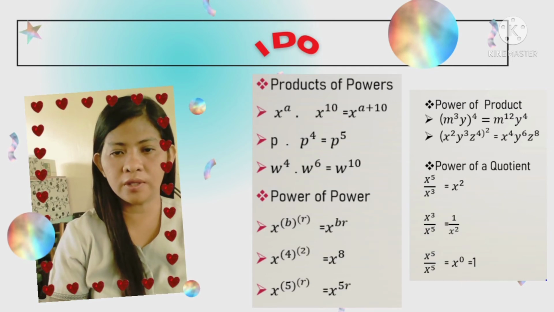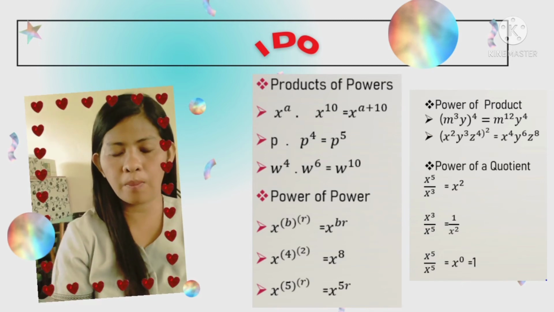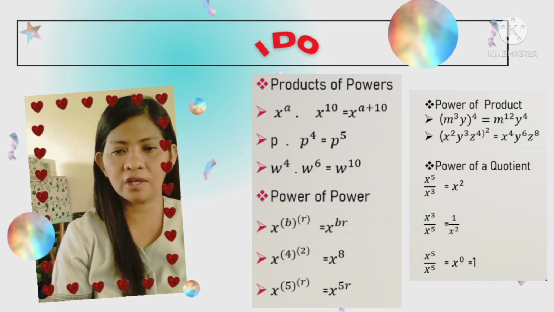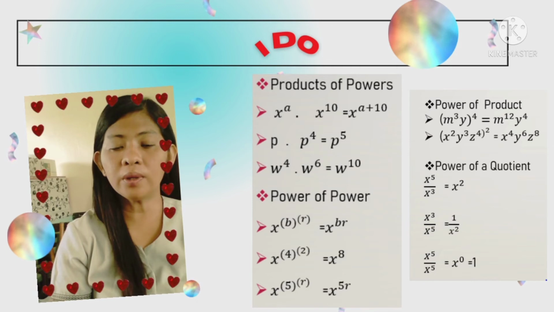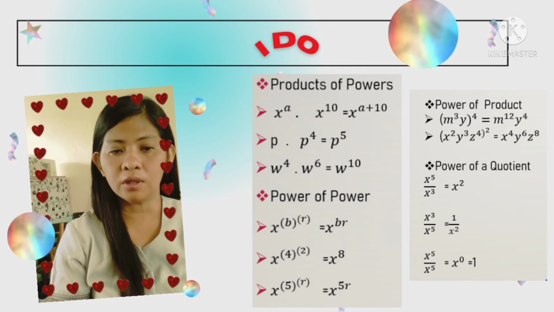So I've given you problems about product of power, power of power, power of a product, and power of a quotient. You will apply what you have studied about the laws of exponents. For example, x raised to the 8th power multiplied by x raised to the 10th power. You will just copy the base, then add the exponents. It is applicable to the same base if you are multiplying terms with the same base.